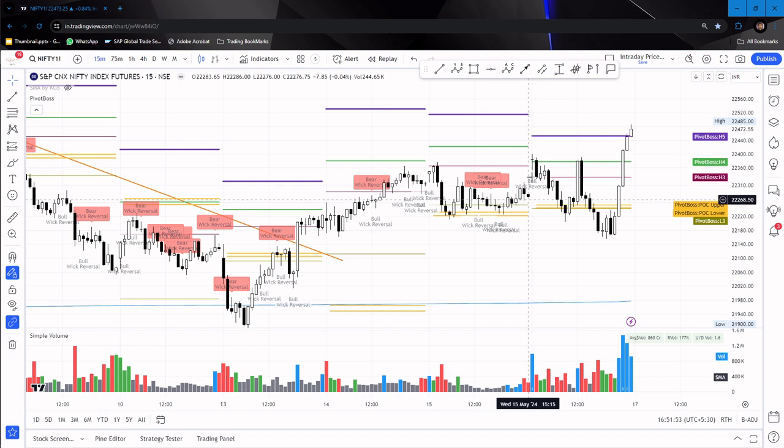See how Nifty has moved today. From 22,384, it has moved down to 22,154, 230 points downside. From 22,154, it has moved to 22,485, 330 points upside. In between, a lot of wild swings also happened.